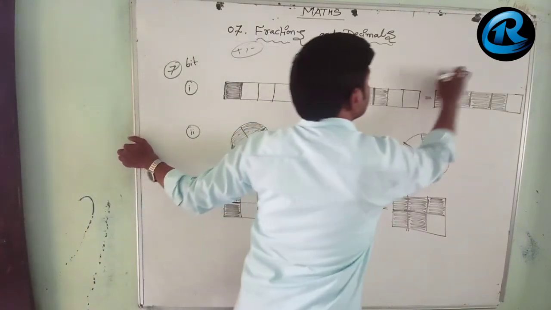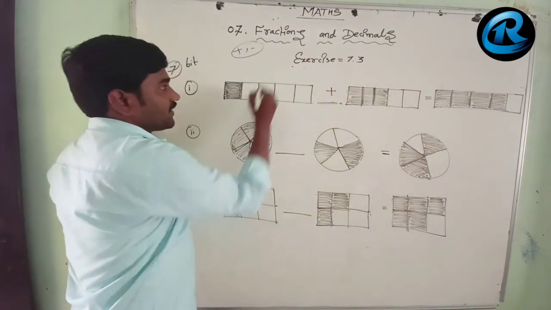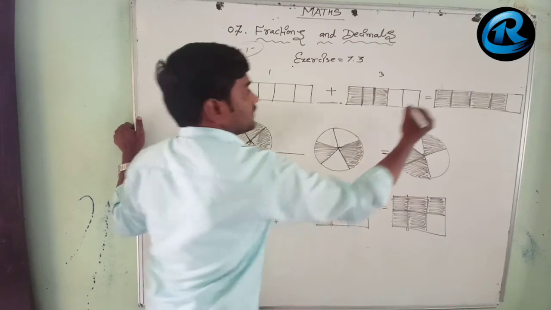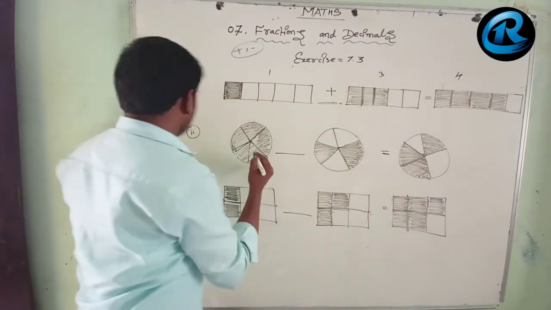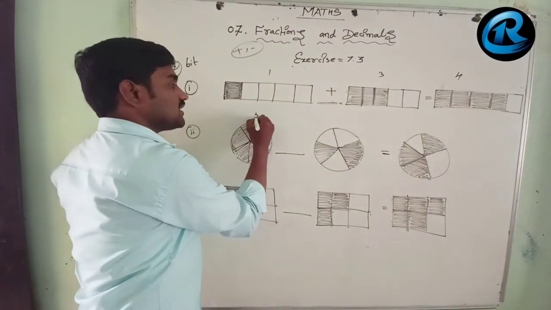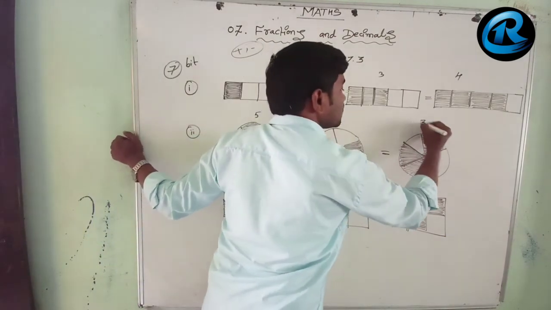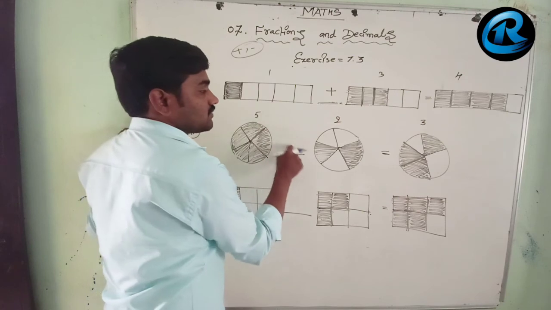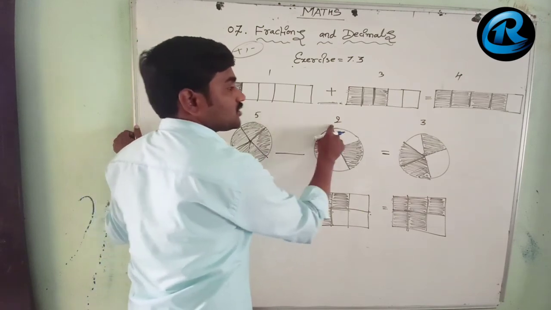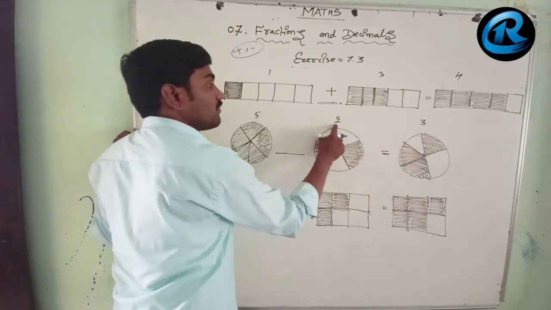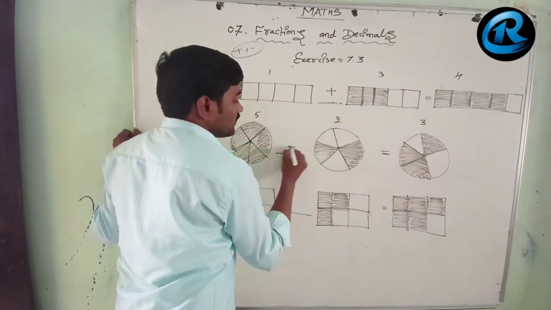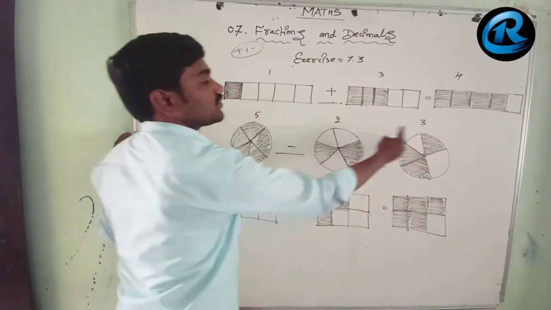Similarly, the next one, what do we get? Let us see. Here 5 parts are shaded. Here only 2 parts are shaded. And here on the RHS side 3. So what symbol should come here? 5 plus 2 equal to 3? No. 5 minus 2 equal to 3. So the minus should come here. 5 minus 2 equal to 3.